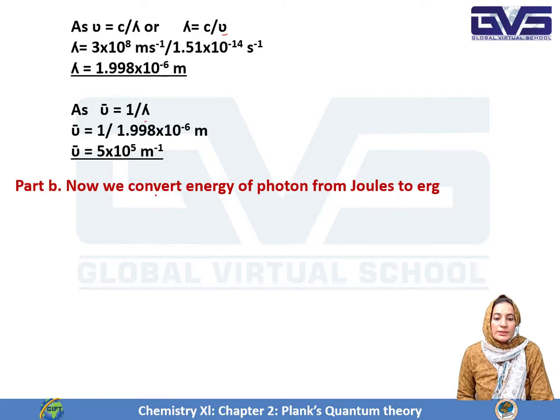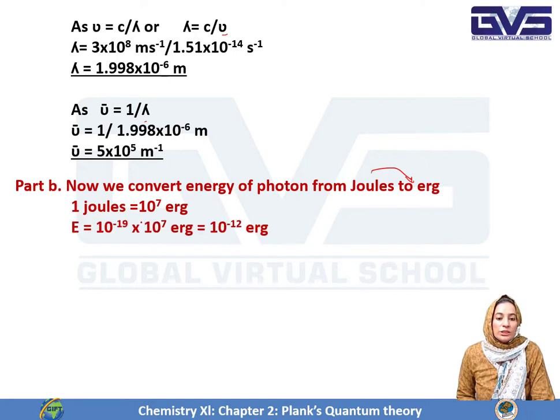Now part 2 is to convert this energy from joule to erg. First you should know the relation between joule and erg. 1 joule is a bigger unit, erg is a smaller unit, and 1 joule is equal to 10^7 erg. So first convert the energy given into erg. That was 10^-19, so multiply with 10^7, adjust -19 and 7, this is equal to 10^-12 erg.